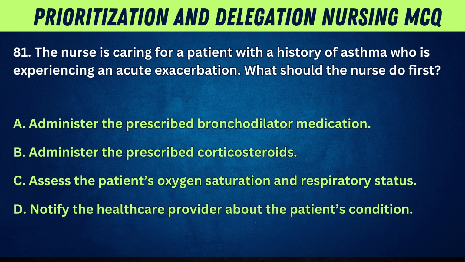81. The nurse is caring for a patient with a history of asthma who is experiencing an acute exacerbation. What should the nurse do first? A. Administer the prescribed bronchodilator medication. B.